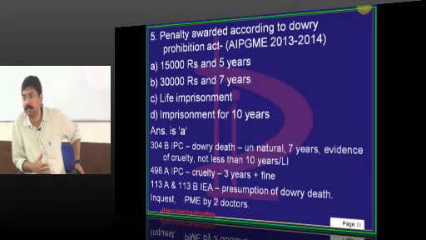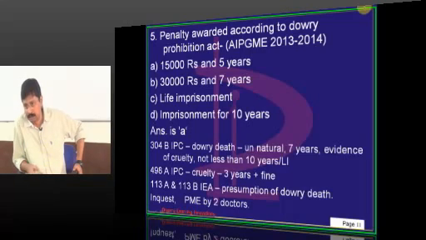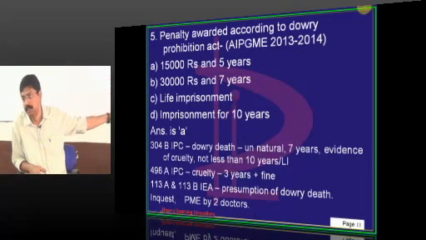Dowry death punishment is 7 years. It should be within 7 years of married life, and it should be unnatural, and there should be evidence of cruelty in the recent past of the death. And the punishment is not less than 10 years, and sometimes depending upon the circumstances it can be extended to life imprisonment. So there is a difference between the Dowry Prohibition Act and dowry death.